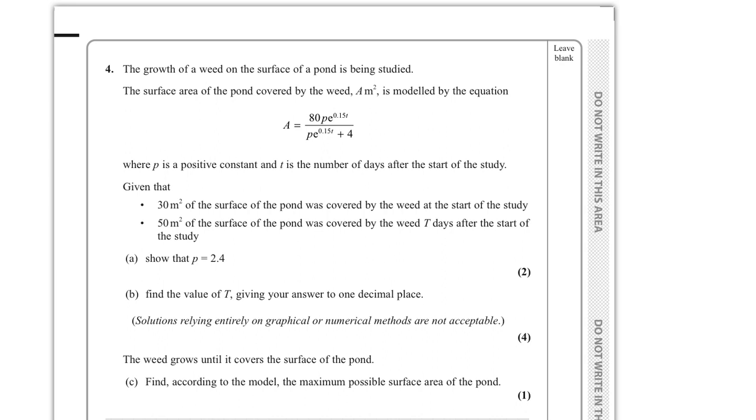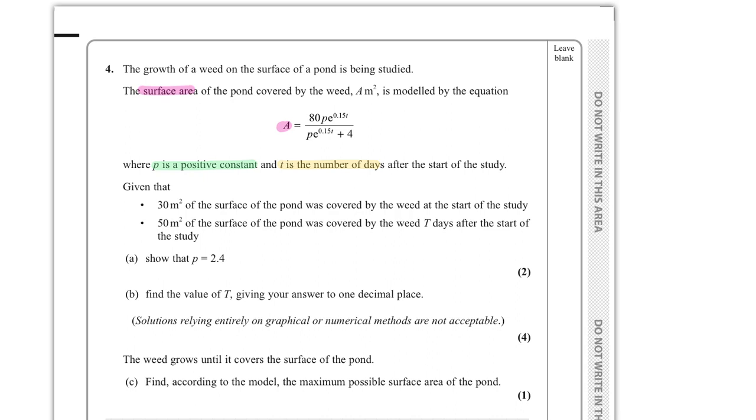So the growth of a weed on the surface of a pond is being studied. The surface area of the pond covered by the weed, A millimeters, is modelled by the equation. So we know that the surface area is A. P is a positive constant, so we need to make sure that we get P as positive, and T is the number of days after the start of the study.